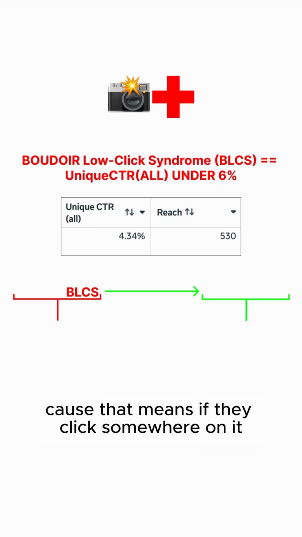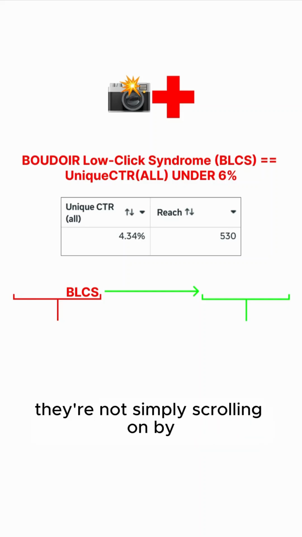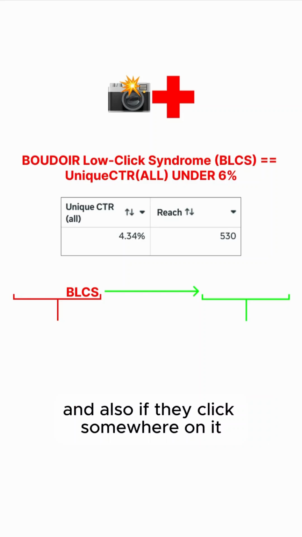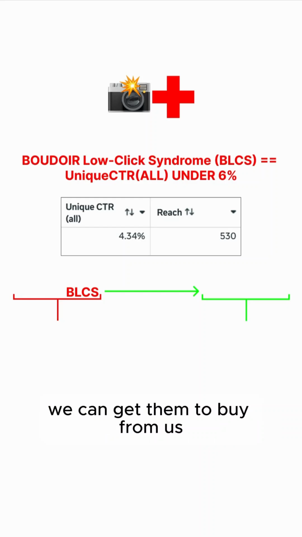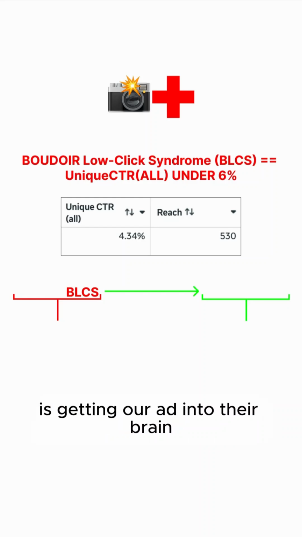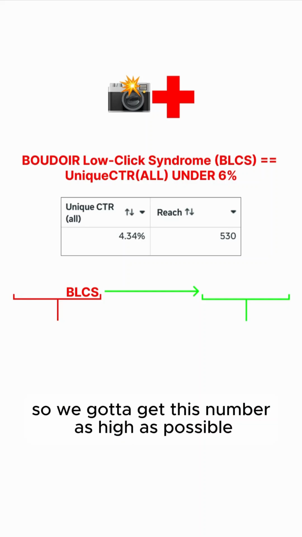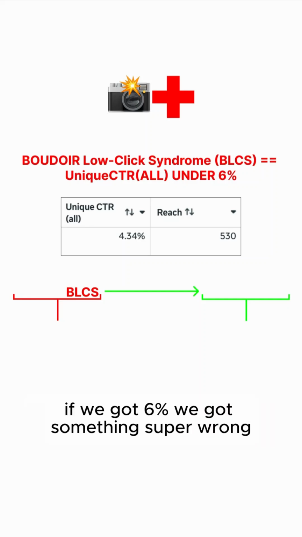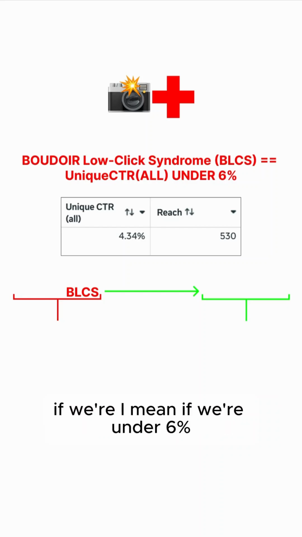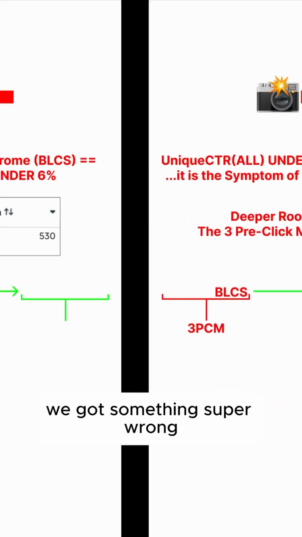And we care about that because if they click somewhere on it, they're not simply scrolling on by. Also, if they click somewhere on it, we know our ad has entered their brain, which means that's the only chance we can get them to buy from us, is getting our ad into their brain. So we gotta get this number as high as possible. 6% is the minimum. If we're under 6%, we got something super wrong.